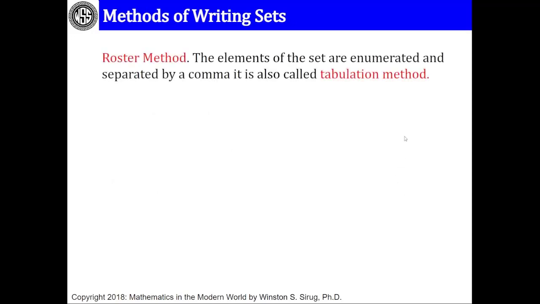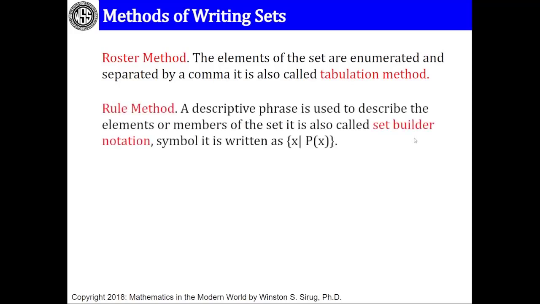Okay, so writing ng sets, methods of writing sets, we have the roster method. So the elements of the set are enumerated and separated by a comma. It's also called a tabulation method. So yun yung ginagawa natin kanina, na pag nagsulat tayo ng A is equals to set 1, 2, 3, 4, 5. We separate them by comma to determine na ang A is equals to 1, A equals to 2, A equals to 3, A equals to 4 in a table or tabulation manner.